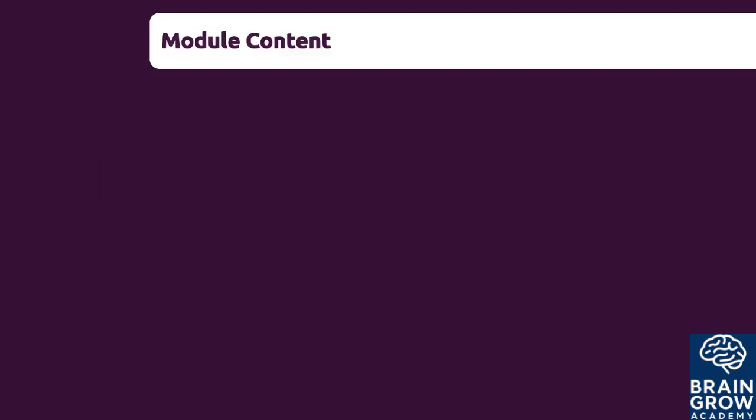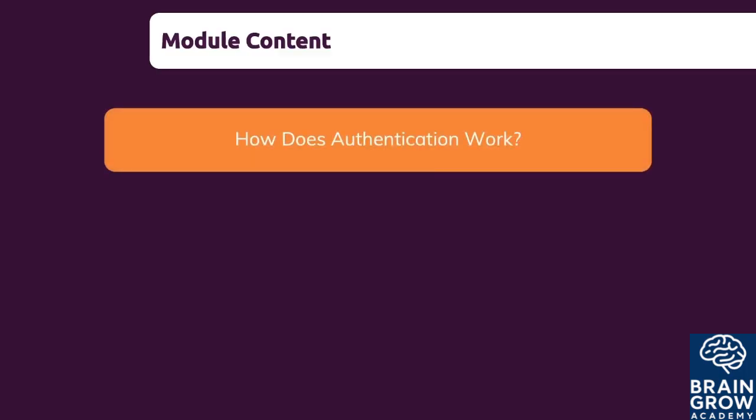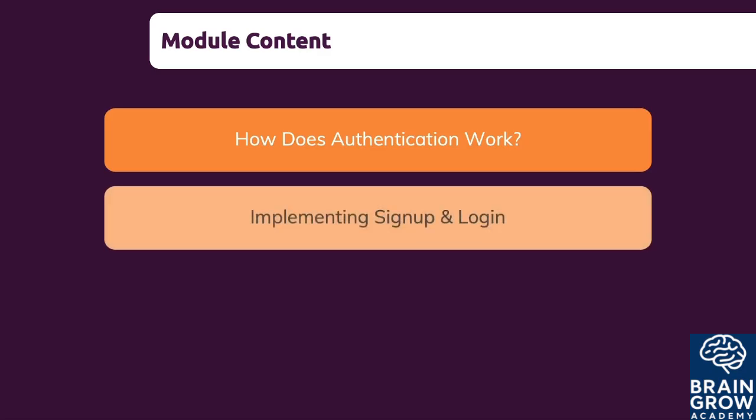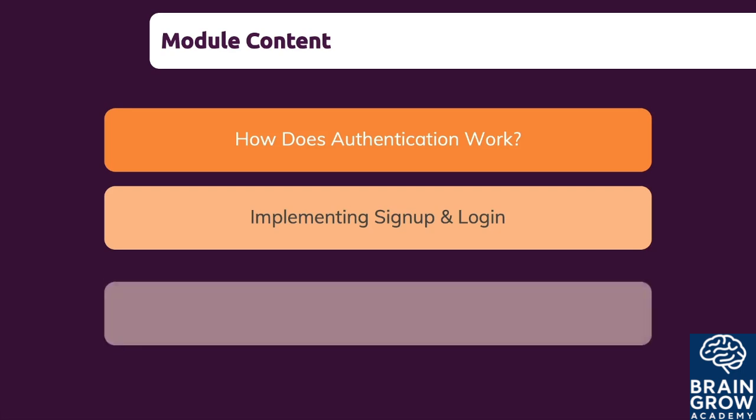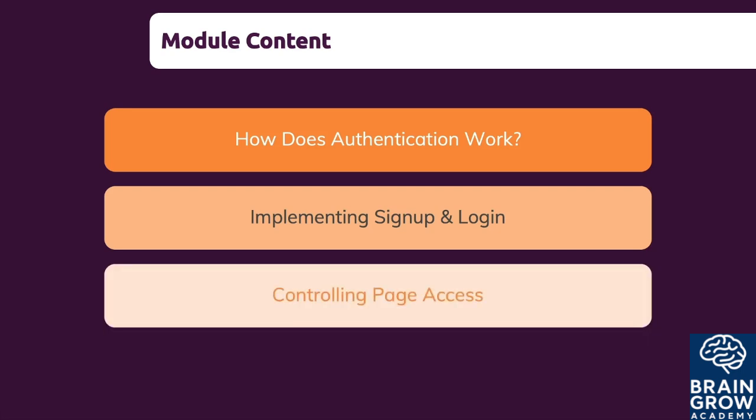We are going to learn how authentication works in a Next.js application. We are then also, of course, going to implement authentication. We are going to implement user sign up and log in. And we are going to control page access to make sure that only authenticated users can reach certain pages and can perform certain actions.